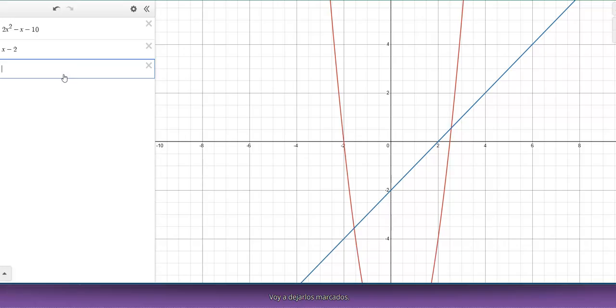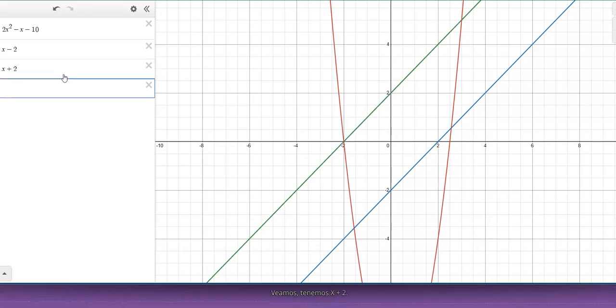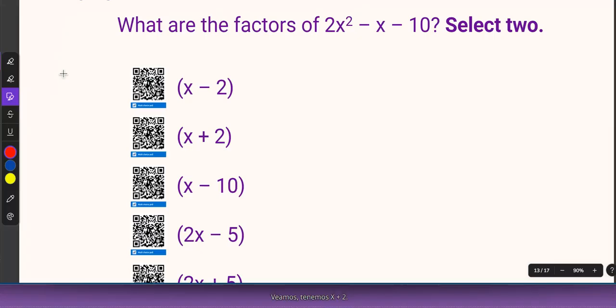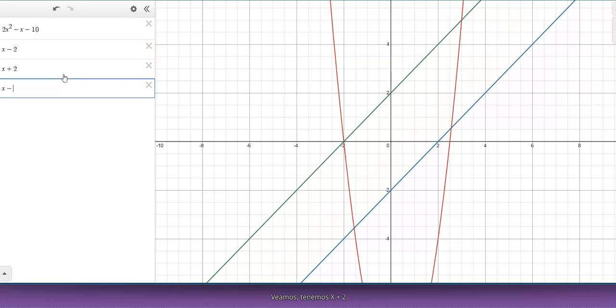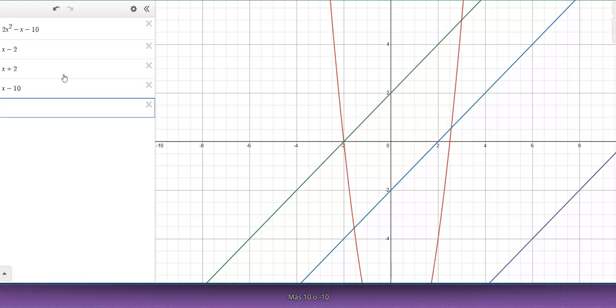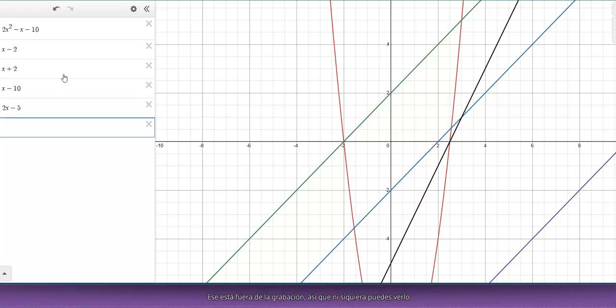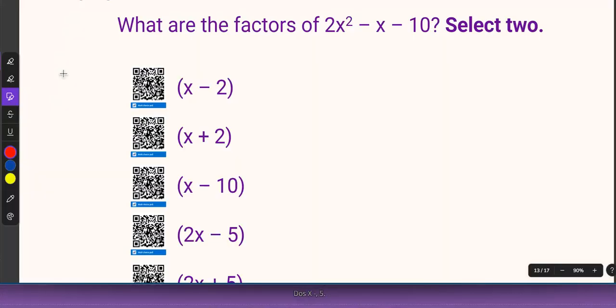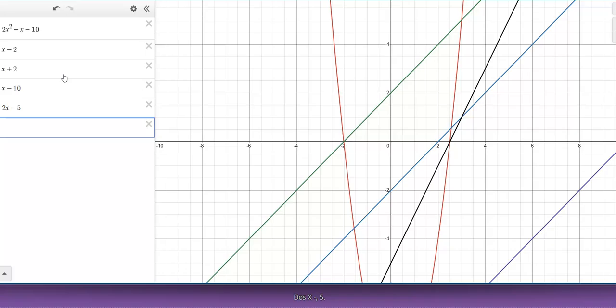Okay. Let's see. We have x plus 2, x plus 10, or minus 10. That one's off the recording, so you can't even see it. 2x minus 5, and 2x plus 5.